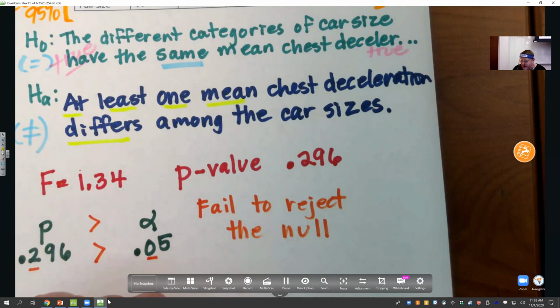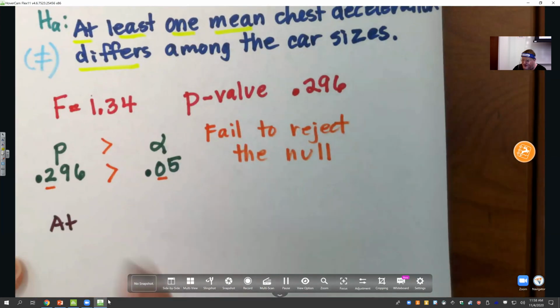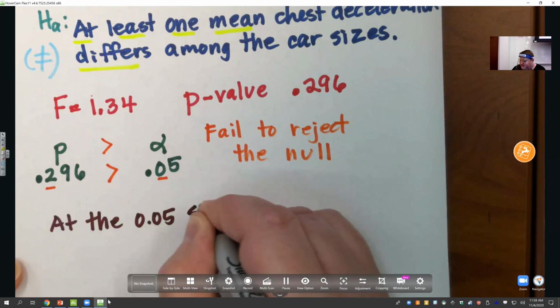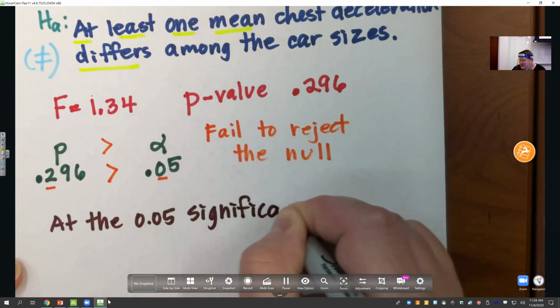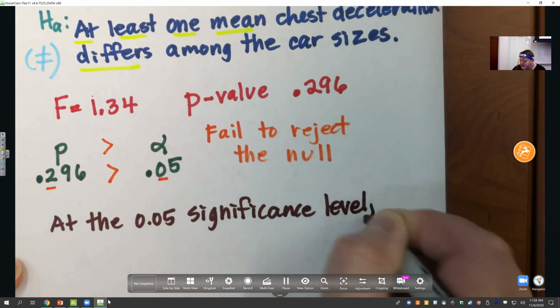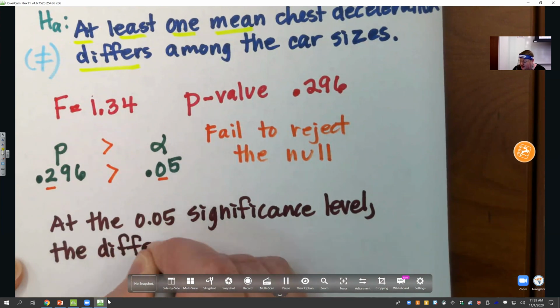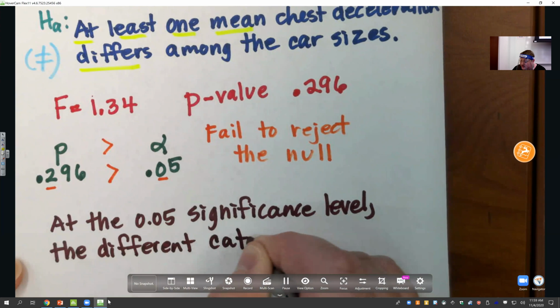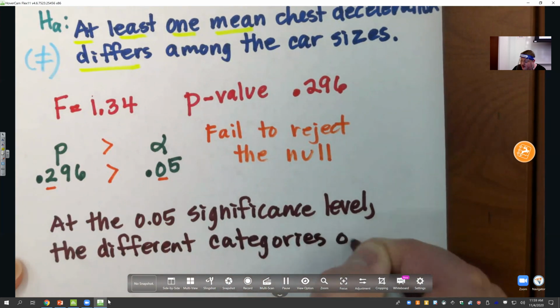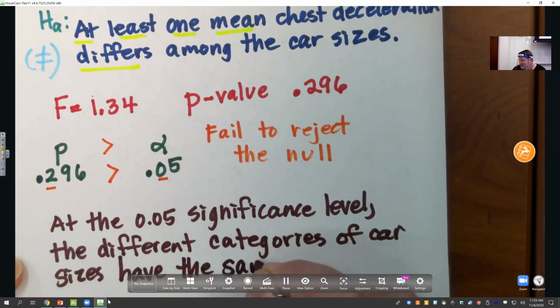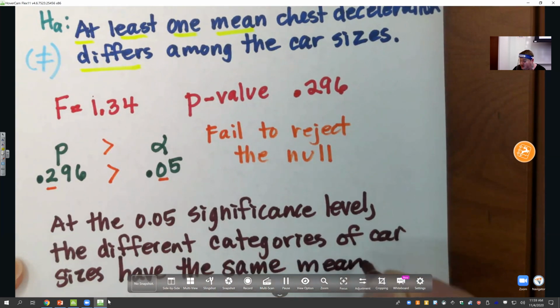So we would say, at the 0.05 significance level, the different categories of car sizes have the same mean chest deceleration.